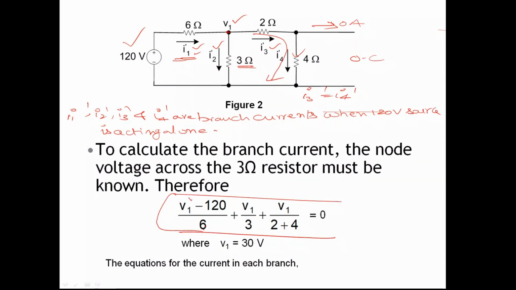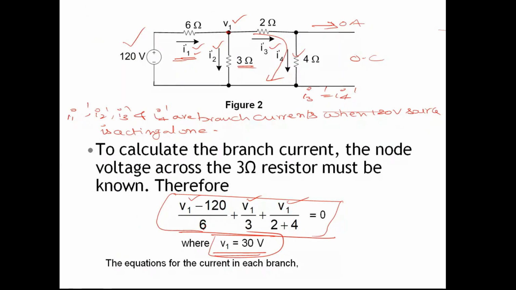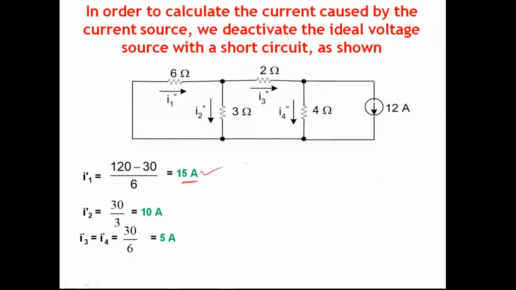And in this equation the only unknown quantity is V1, and if you simplify this equation you will get V1 as 30 volts. So when V1 is 30 volts, the equations for the branch currents are given by this. What is the branch current I1 dash? I1 dash is equal to (120 minus V1) by 6. So (120 minus 30) by 6, which is 90 by 6, that is 15 amperes.